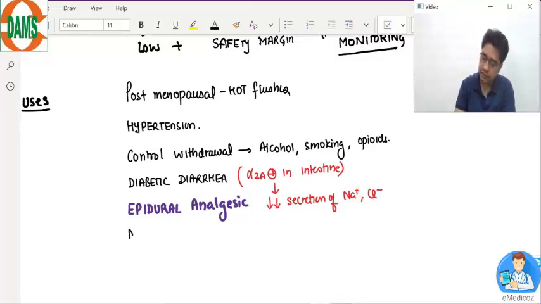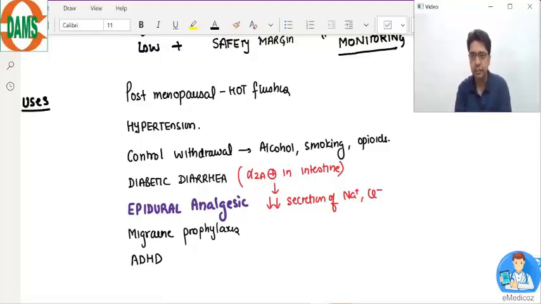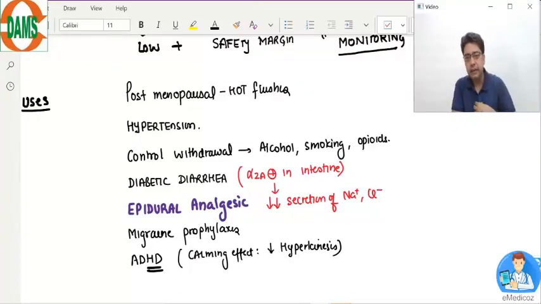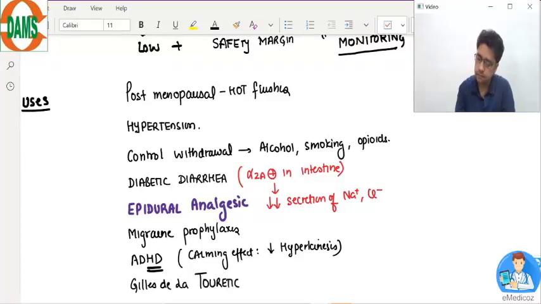It is given in ADHD. Now one student was asking me why ADHD? Attention Deficit Hyperkinetic Disorder. HD was hyperkinetic disorder. This clonidine has a calming effect, and it decreases hyperkinesis. It makes a person calm down. In diabetic diarrhea, we give because in diabetes, there is neuropathy. Neuropathy can lead to secretion of ions. And lastly, one disease, Gilles de la Tourette syndrome. Because in Gilles de la Tourette syndrome, again, it will have calming effect.